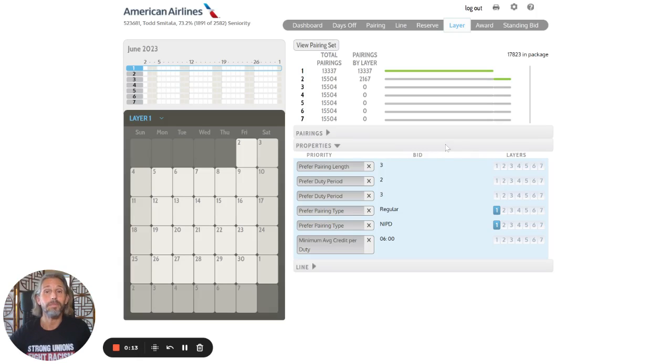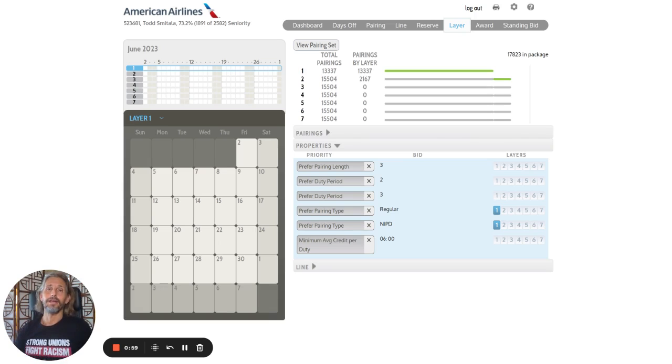Okay, we're going to talk about preferred duty period versus prefer pairing length. When you use prefer pairing length, it's actually touching a calendar day. So if I choose prefer pairing length 1, I'm looking for something that does not touch more than one calendar day. If I'm looking for prefer pairing length 2 or 3, I'm looking for something that's touching 2 or 3 calendar days. If I'm looking at duty periods, it's a little more complicated.